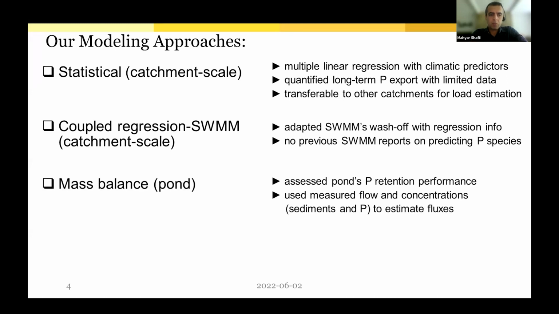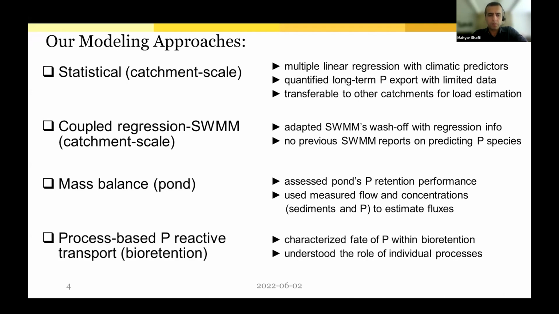We conducted mass balance modeling in the stormwater pond using our measured flow and concentrations to estimate fluxes of phosphorus coming in, staying in the pond, and leaving the system. The idea is to assess the pond's phosphorus retention performance. A process-based phosphorus reactive transport model was also developed for the bioretention cell in Mississauga to characterize the fate and transport of phosphorus within the cell and understand the role of different processes in the context of phosphorus cycling in the facility.